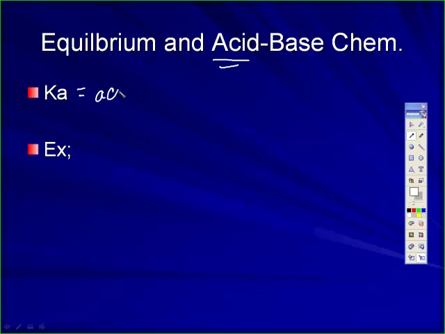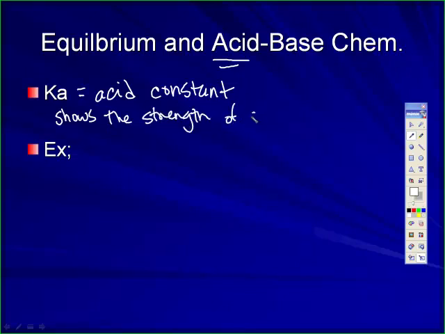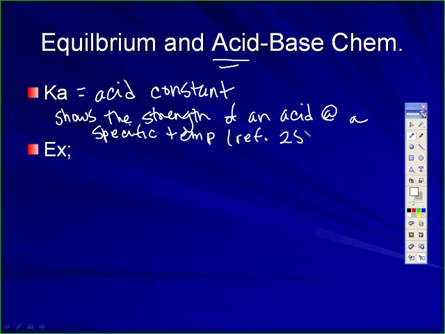Ka is called the acid constant. It is very similar to KEQ. It's like a cousin of KEQ. It shows us the strength of an acid at a specific temperature because it is temperature dependent. So the ones in your book and references will show it at 25 degrees Celsius pretty much. And we're just going to assume that the temperature doesn't change in our reactions. So let's do one of these problems and see what we end up with.